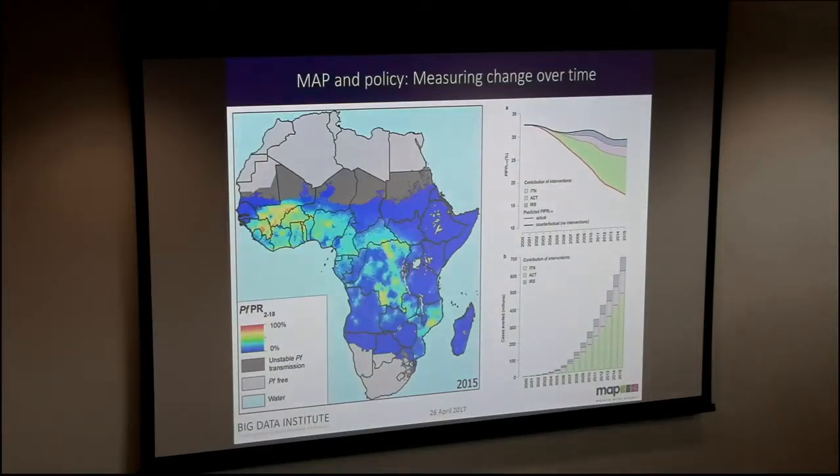And from this, we were able to quantify what the relative decline was. We predicted that there was an approximate 40% decrease in cases in Africa from 2000 to 2015, and that insecticide-treated bed nets was the greatest contribution to that. It was the most widespread used intervention strategy, and it was responsible for about 68% of the cases averted.